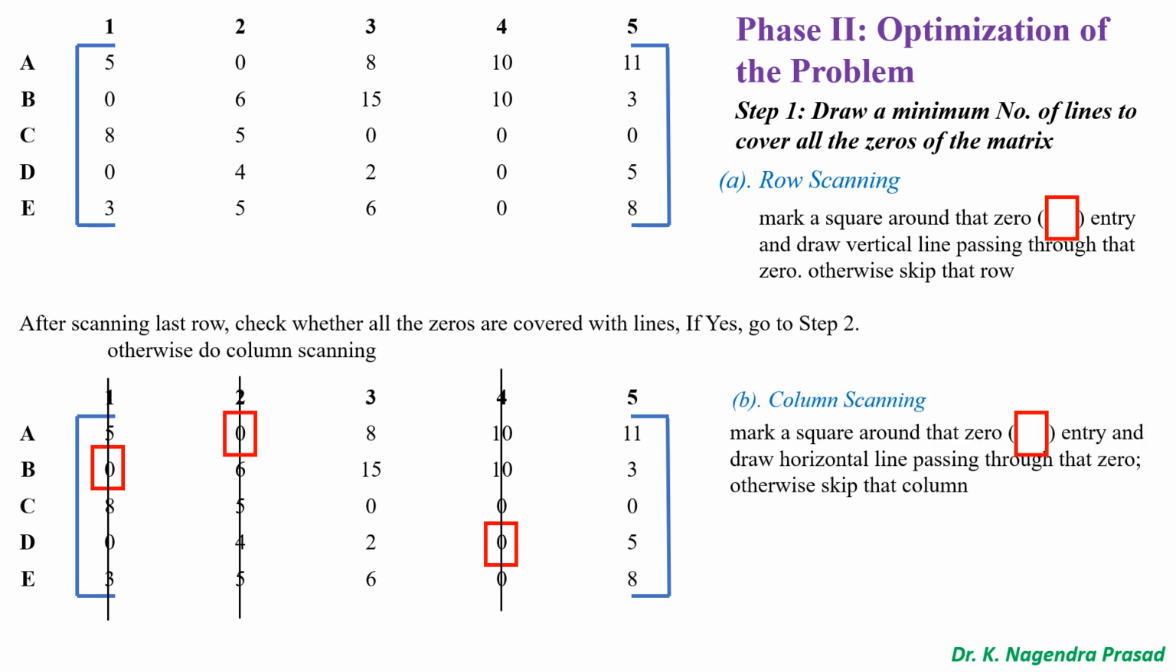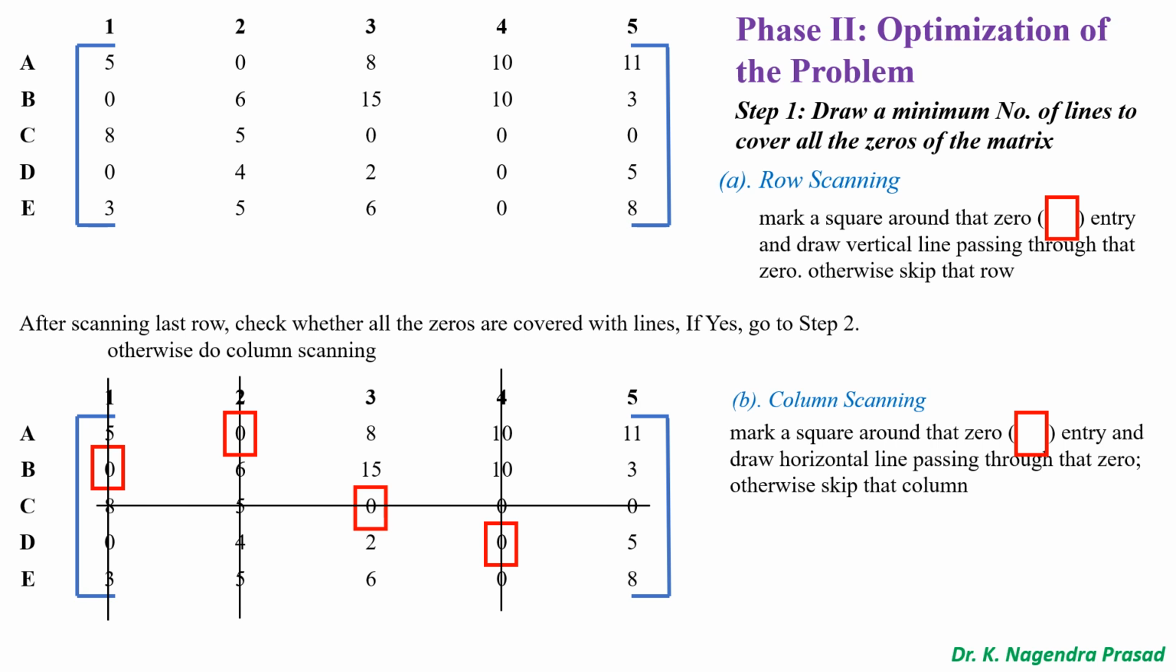In the column scanning, start from the first column and observe if there is exactly one zero in that column, then mark a square around that zero entry and draw a horizontal line passing through that zero. Otherwise, skip that column. Here, the first and second columns are already removed by the row scanning. Then you have to start with the third column. In the third column, there is exactly one zero. Then mark a square around that zero and draw a horizontal line.